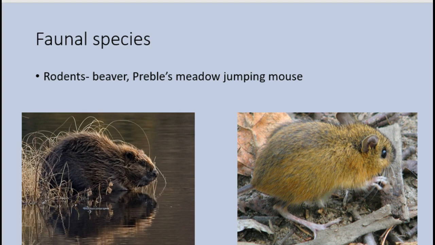Another category of faunal species is Rodentia, the rodents. There are many waterways in the Hayman area, and they have been engineered by beavers. Beaver are considered second to humans in their ability to engineer the landscape. Their dams can divert water, they can slow water down, increase the sedimentation in the water, and these are pretty big changes for a wild animal to make to the landscape. Then also we have the Preble's meadow jumping mouse, another kind of rodent, not necessarily living proximate to the waterways or affecting them, but a species of concern nonetheless.